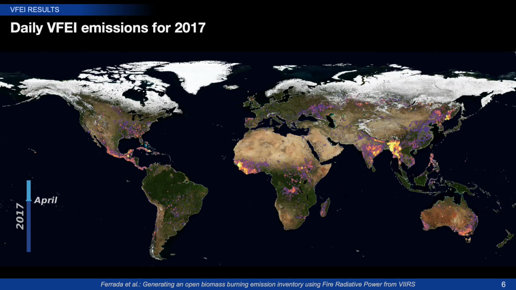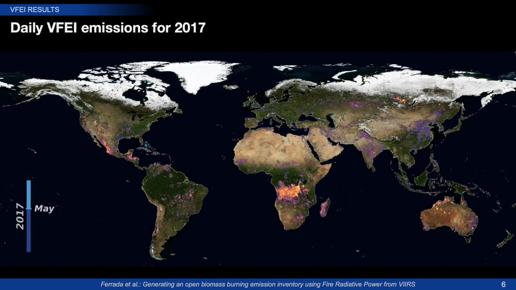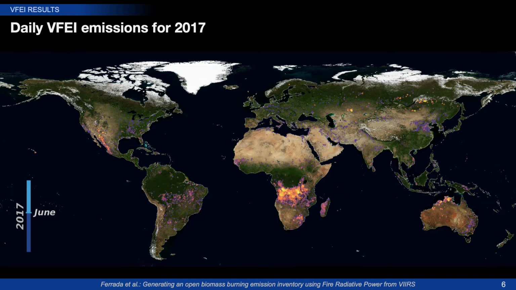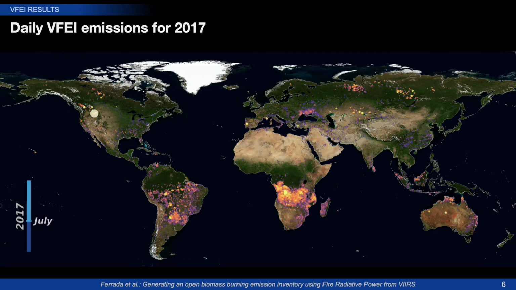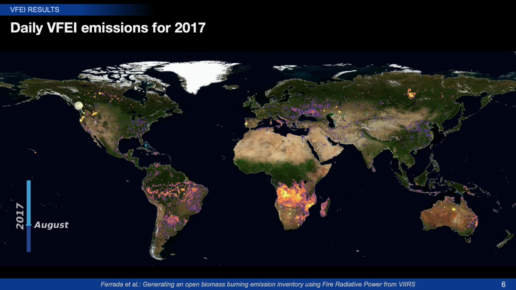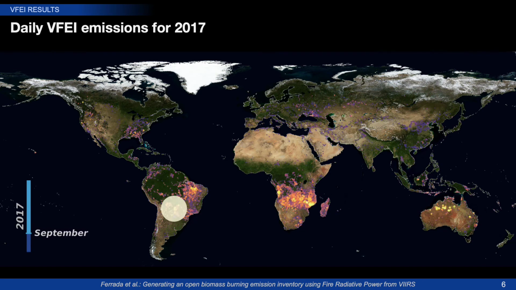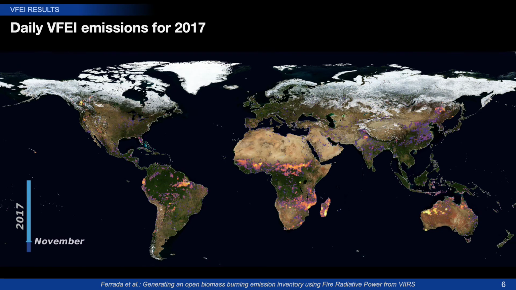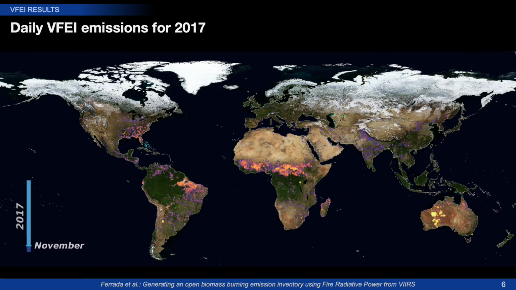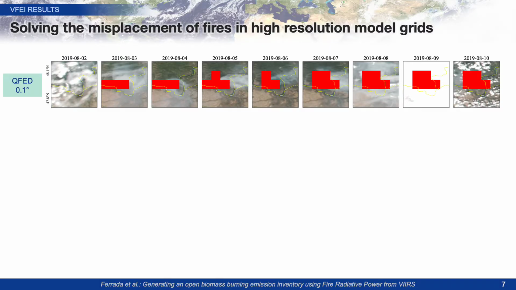Here you see daily emissions for 2017, and the purple colors represent low emissions while the yellow colors represent high emissions. Sometimes large yellow circles appear, and they represent very high FRPs. Our inventory will be publicly available in a website that we are preparing, and the data will come in 2 different formats. One is a text file that will list all the fires and their emissions at 500-meter resolution. These text files are ready to be pre-processed for WRF-Chem. Also, the emissions will be available as netCDF, but we decreased the resolution to around 0.1 degrees to save storage space.